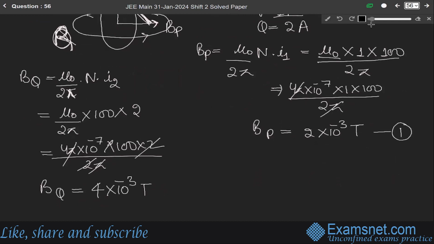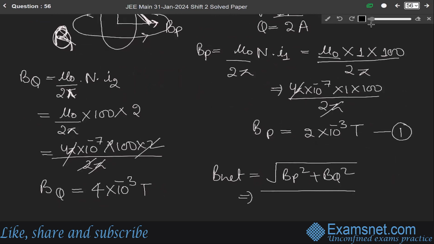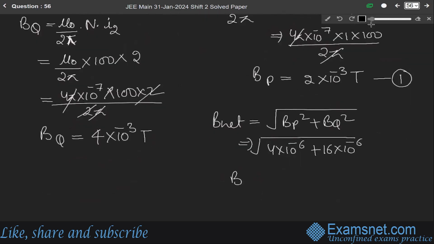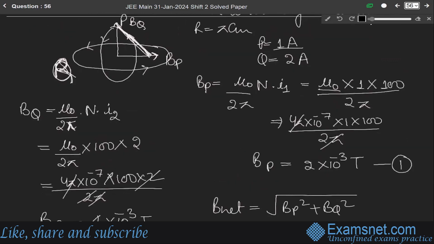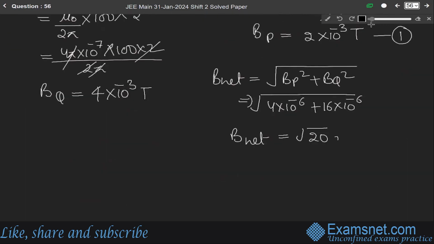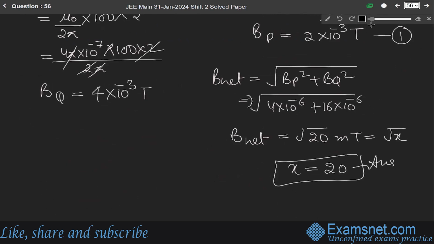Now the resultant, B net, will be under root of BP square plus BQ square. So it will be equal to under root of 4 into 10 to the power minus 6 plus 16 into 10 to the power minus 6. So B net will be equal to root 20. Comparing it with the given equation as under root x, here the value of x is 20. Okay, this is our final answer.